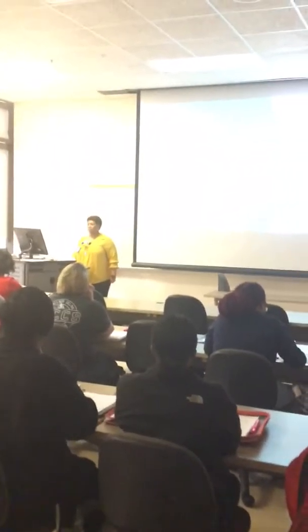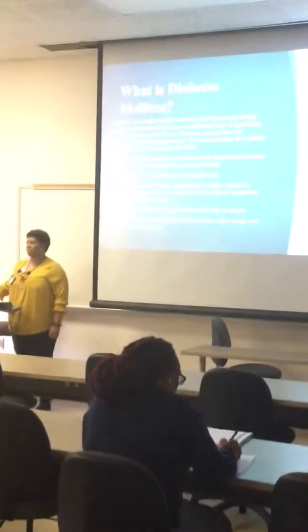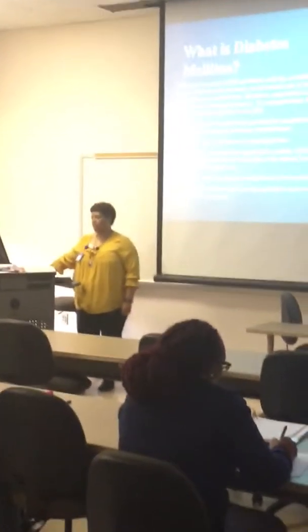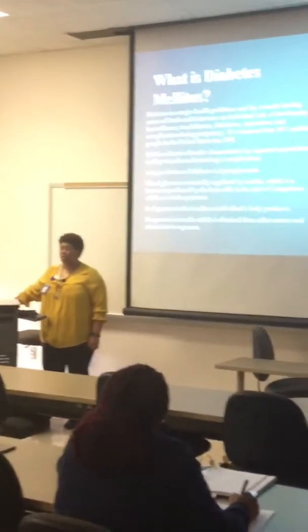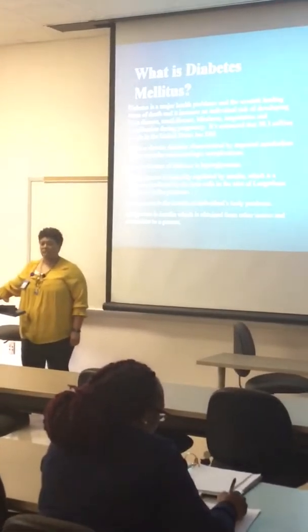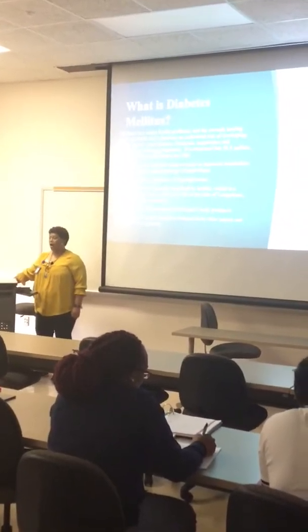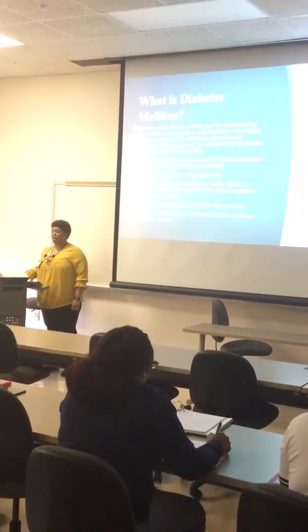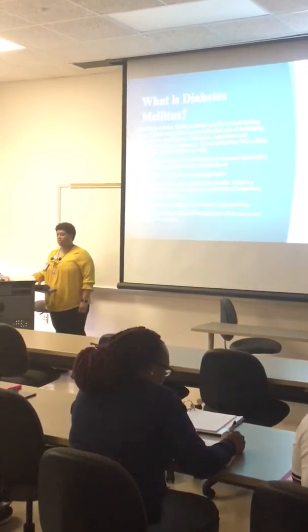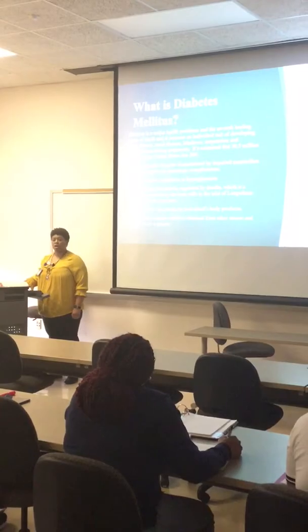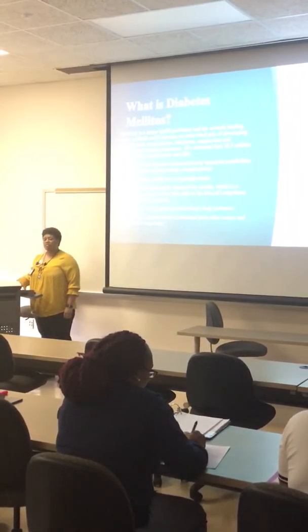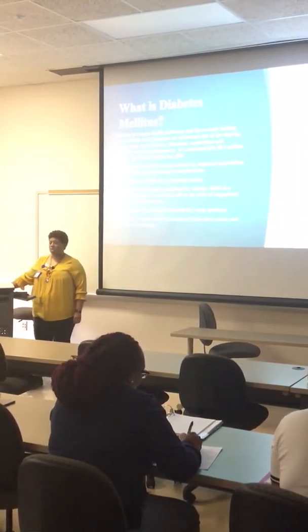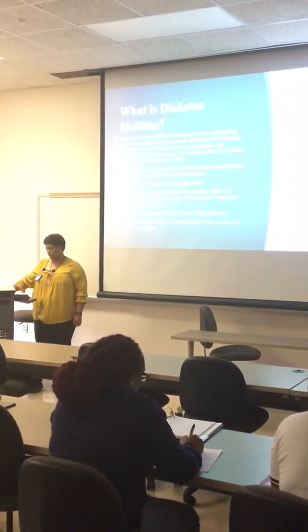All right, what is diabetes? Diabetes is a major health problem, and it's the 7th leading cause of death, and it's increasing individual risk of developing heart disease, renal disease, blindness, amputation, and complications during pregnancy. It is estimated that 30.3 million people in the United States have diabetes. That's a lot of people. Diabetes is a chronic disorder characterized by impaired metabolism and by vascular and neurological conditions. A major feature of diabetes is hyperglycemia. That is what we call high blood glucose.